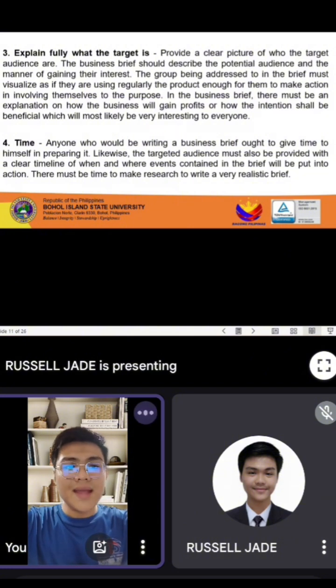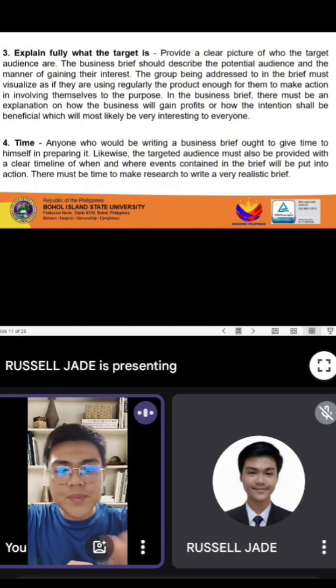So next is explain fully what the target is. Provide a clear picture of who the target audience are. The business brief should describe the potential audience and the manner of gaining their interest. The group being addressed in the brief must visualize as if they are using the product regularly, enough for them to take action in involving themselves in the purpose. In the business brief, there must be an explanation on how the business will gain profit or how the intention should be beneficial, which will most likely be very interesting to everyone.